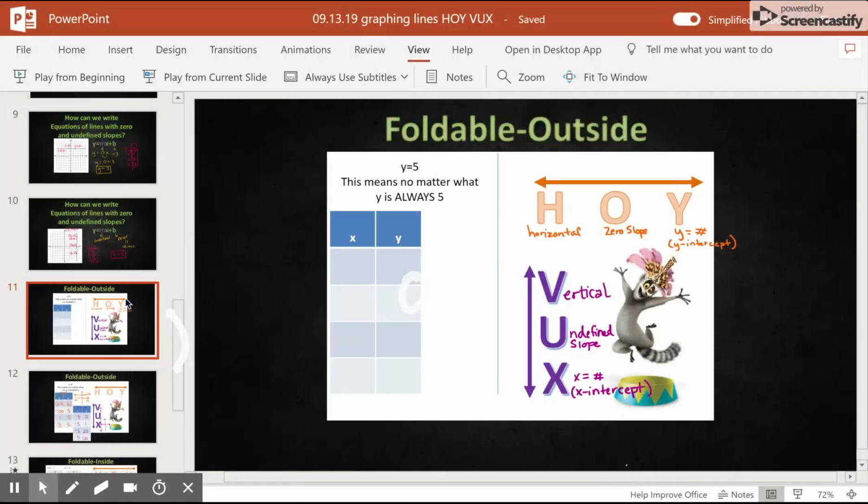Now, if you grab your foldable, let's talk about what HOY VUX means. And I have a little picture here of King Julian because he always says "Oy vey, everyone," and it reminds me of HOY VUX. HOY stands for horizontal with 0 slope, y equals. So if you see a horizontal line, that means it has 0 slope, and the equation is going to be y equals whatever the y-intercept is. Then VUX stands for a vertical line that has undefined slope, and the equation is going to be x equal to whatever the x-intercept is. So you're going to fill that in.